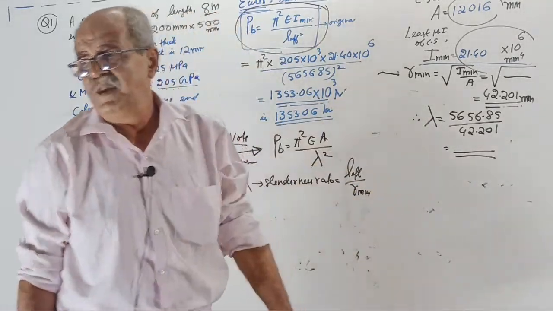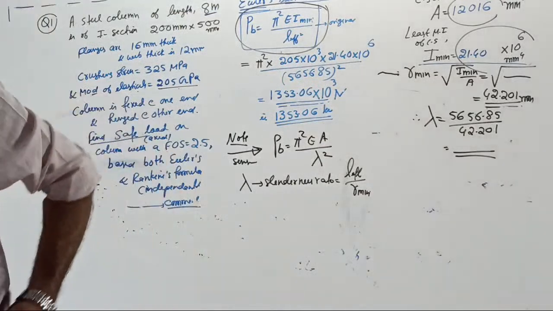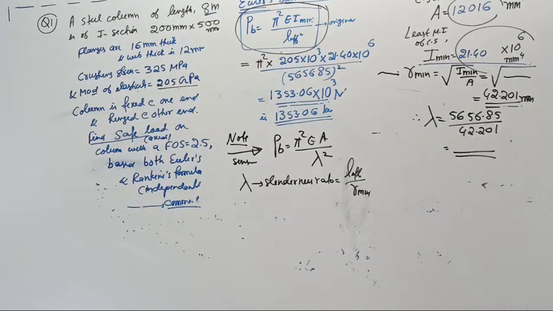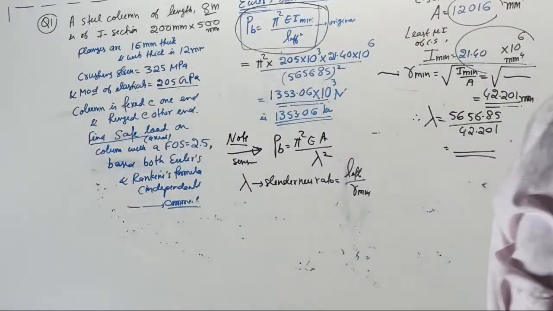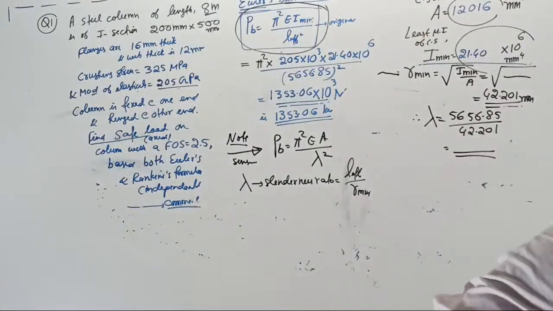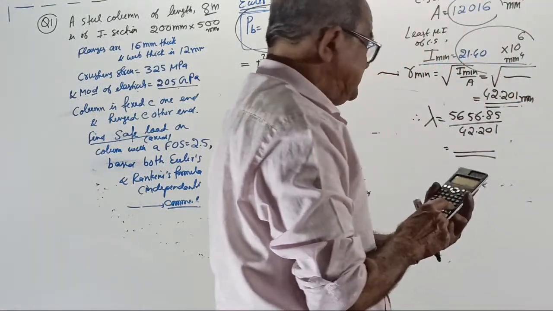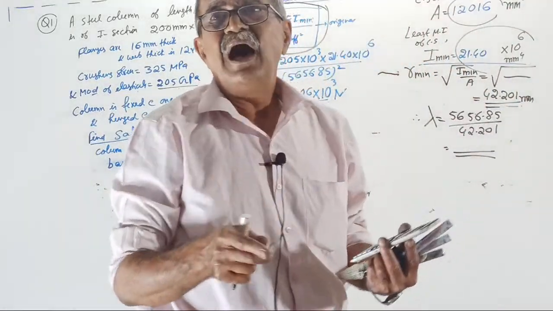Give me the answer to the third decimal. For the slenderness ratio, I want the third decimal, one more number to be more accurate. Always when you give more numbers, then I can select. If you give a lesser number, a higher one I can't select.